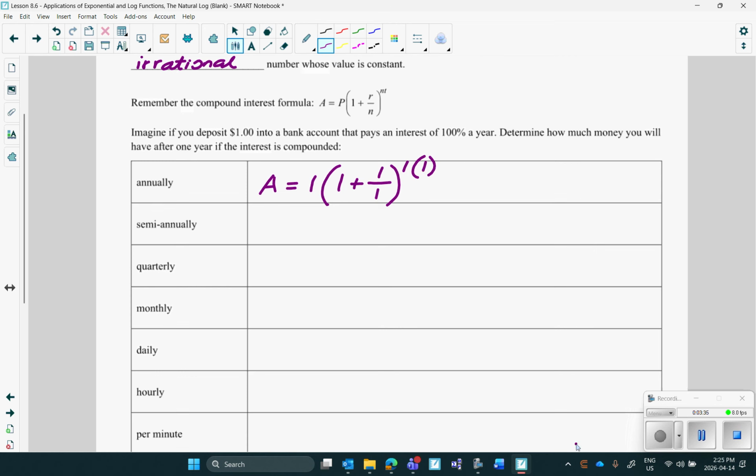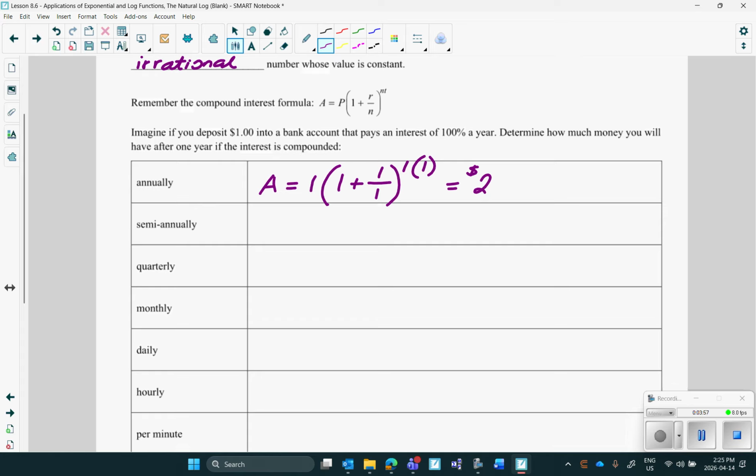Raised to the 1 times 1 again. So what does this give us? 1 plus 1 over 1 is 2. 2 to the 1 is 2. 2 times 1, which makes sense. Because if you earn 100% interest and you've got $1 in there, you get a whole other $1 at the end of the year, right?